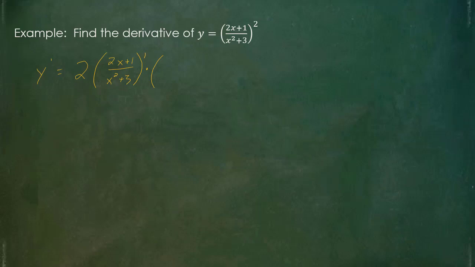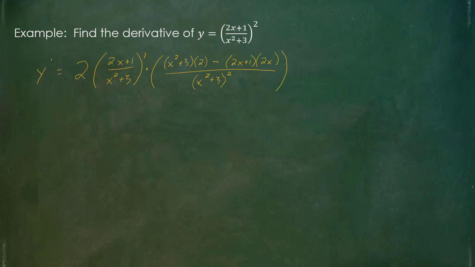So again, this is the quotient rule. So it'd be low d high, so x squared plus 3, times, in this case, the derivative of the top, which is 2, minus the high d low, so 2x plus 1, times the derivative of the bottom. Well, x squared plus 3, its derivative would be 2x. Then all over (x squared plus 3) quantity squared.